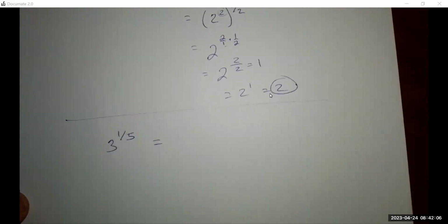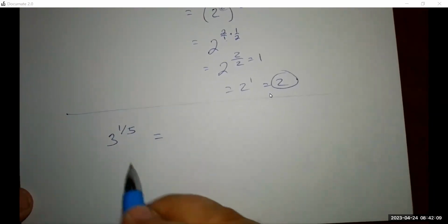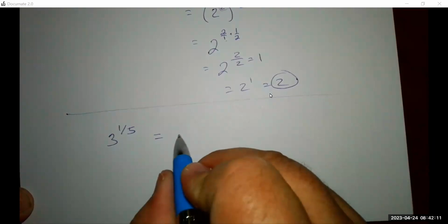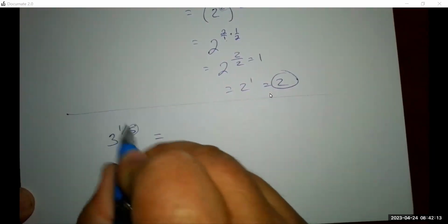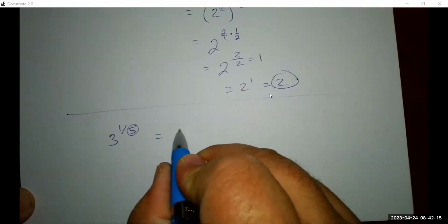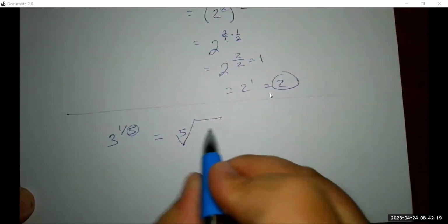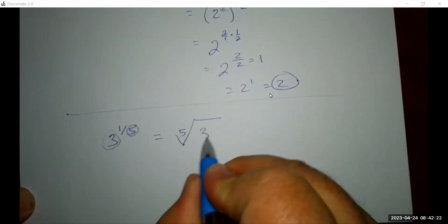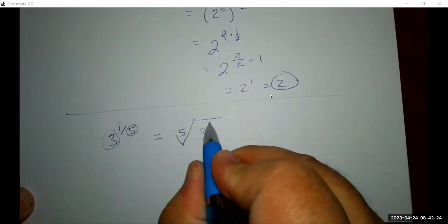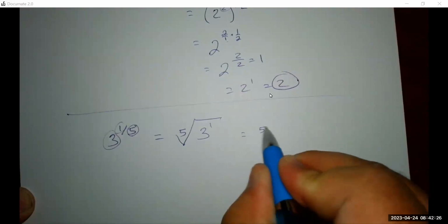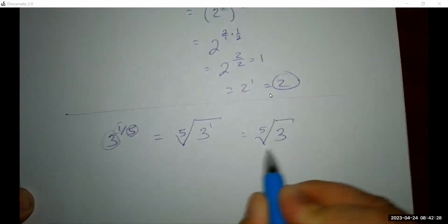So if you had that, how would you write it as a radical? Well, if you have a fraction exponent, whatever's on the bottom goes in the V. This number, and whatever that is goes on top. So it's 5 to radical 3.